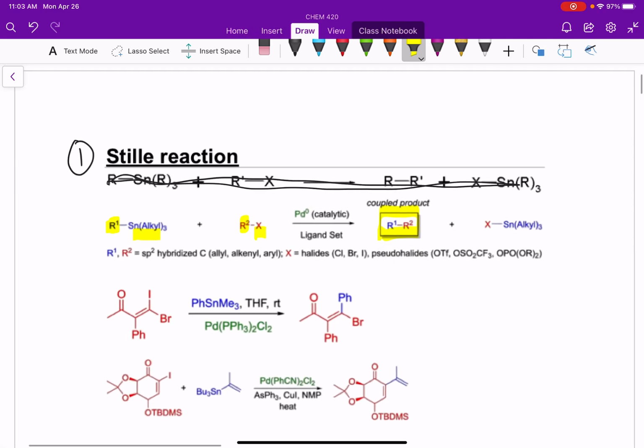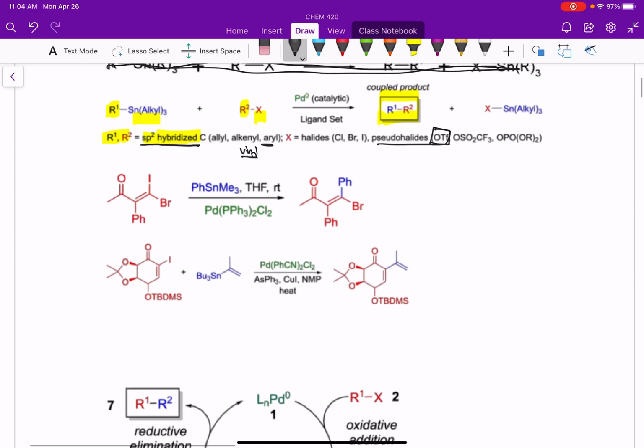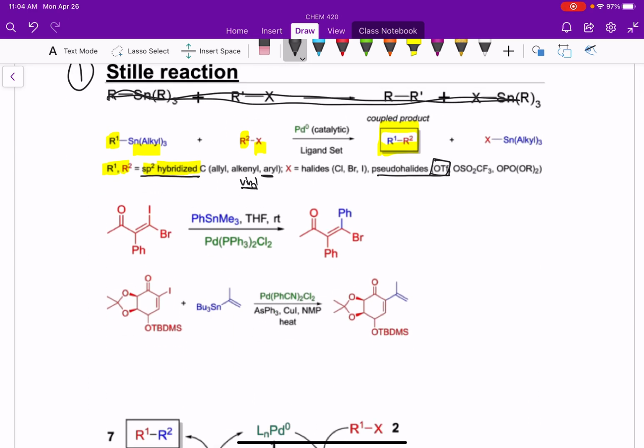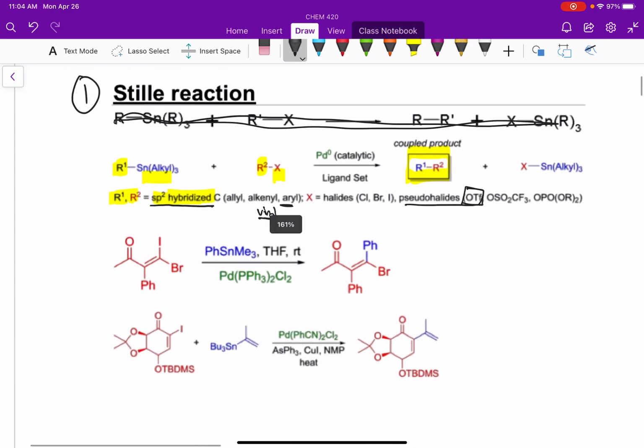All right, so typically R1 and R2 are sp2 hybridized carbons. So they really can be vinyl or aryl halides and tin. I also want to remind you that we can use pseudo halides, so like a triflate group works really well to do this reaction. All right, and we'll show an example of that in a second.